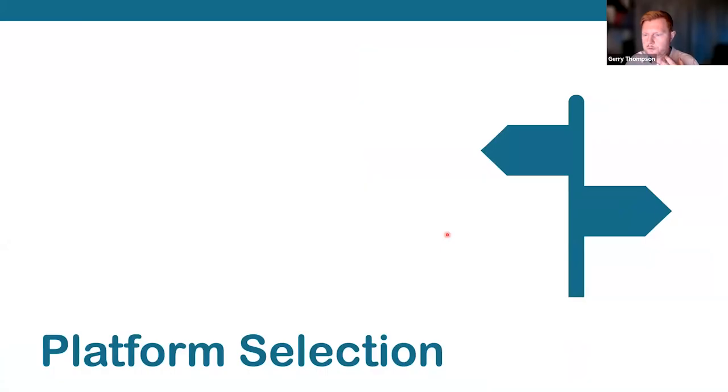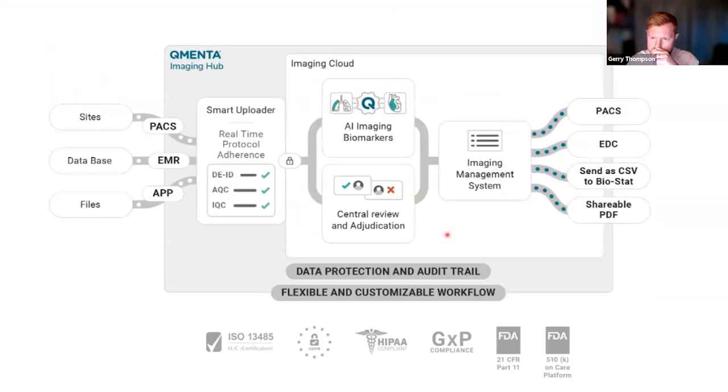So how we selected how we were going to centralise and organise this data was quite important. And again, you can visit the QMENTA website. I won't go into too many details here, but QMENTA really provided an excellent one-stop shop, if you like, to put different clinical and imaging data with a smart uploader with real-time protocol adherence and de-identification that could be used both for human central review, adjudication, test, retest, but also opened the door to any AI or machine learning imaging biomarkers, and crucially for the imaging management system to allow feedback through APIs to other systems so that the data could be retrieved later.